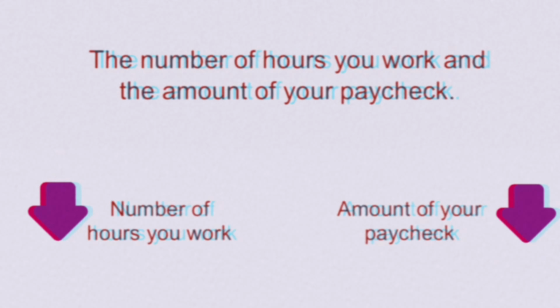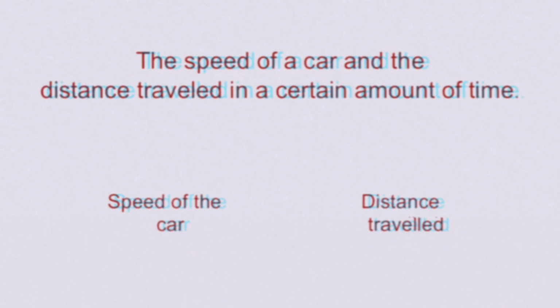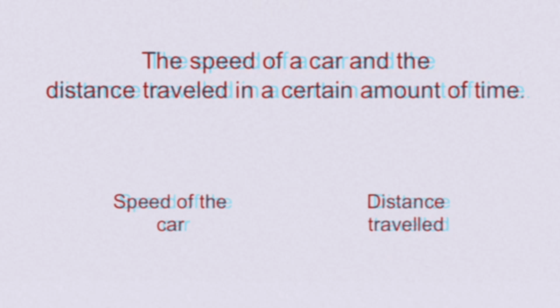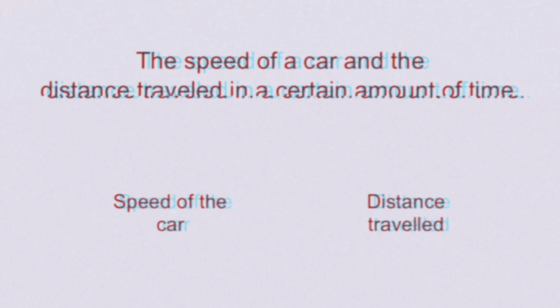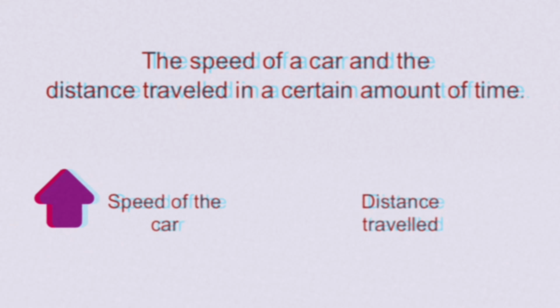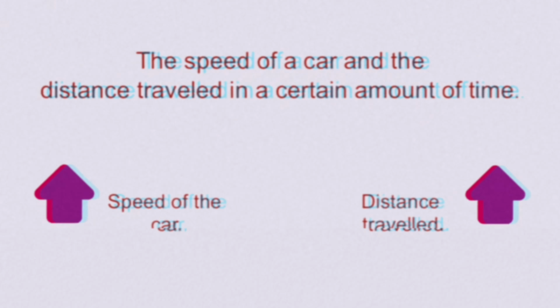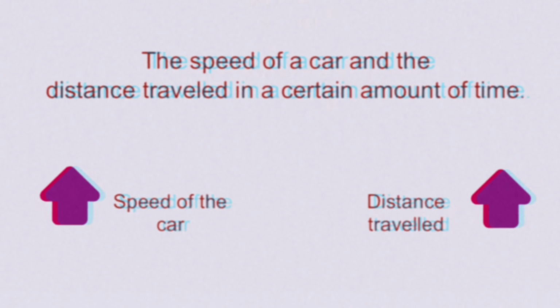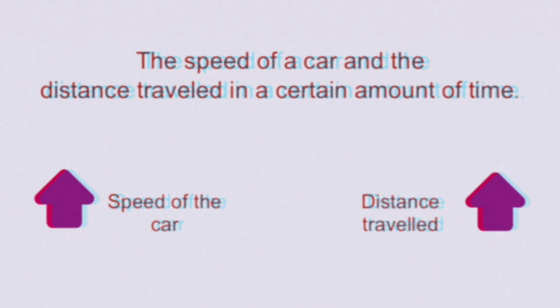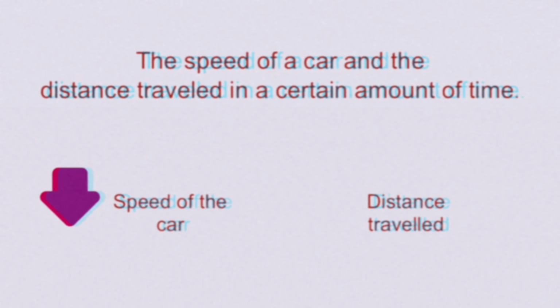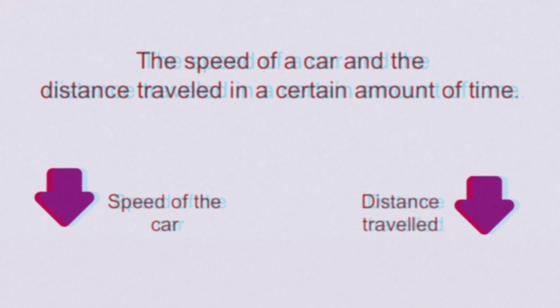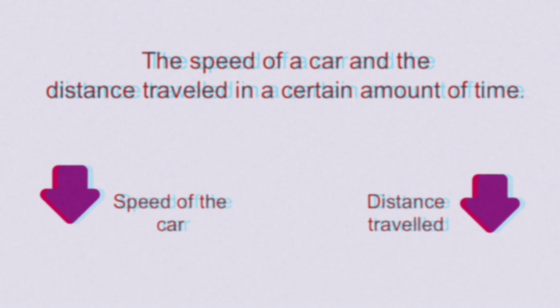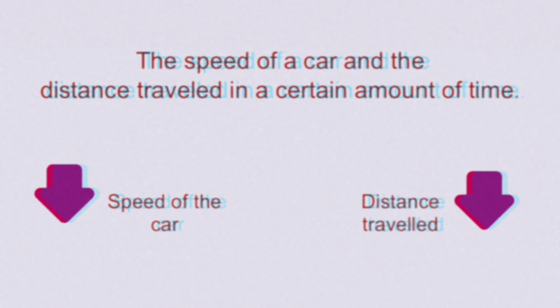Now let's take another example. The speed of a car and the distance traveled in a certain amount of time are directly proportional to each other, which means that if a car travels faster, then it can cover more distance at a given time. On the other hand, if a car travels at a slower speed, then it can cover less distance. This tells us that the speed of a car is directly proportional to the distance it traveled in a certain amount of time.